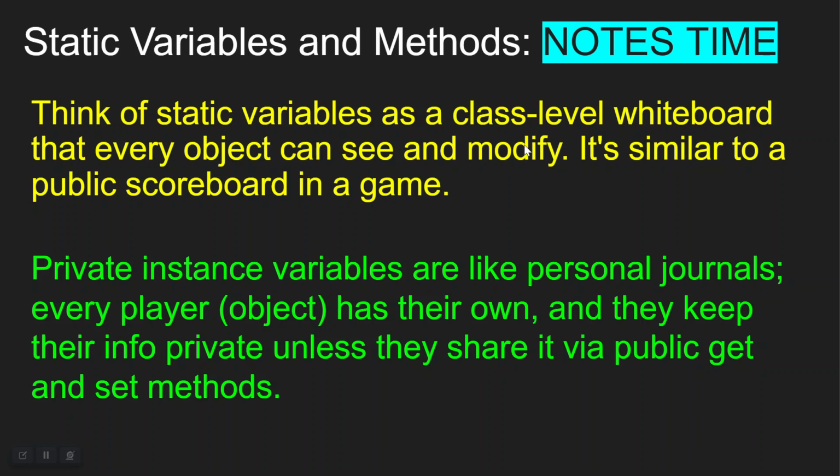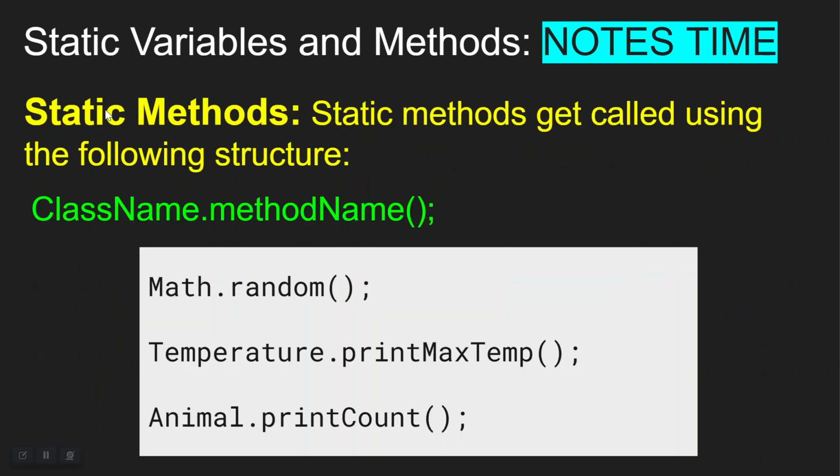There's a couple of different ways that you can think of static variables. Private instance variables are more like personal journals, where every player or every object has their own, and they keep their info private unless they share it through a public get method or a set method. So, there's a couple different ways that you can think of the difference between a static variable versus private instance variables. All right, now let's talk about static methods.